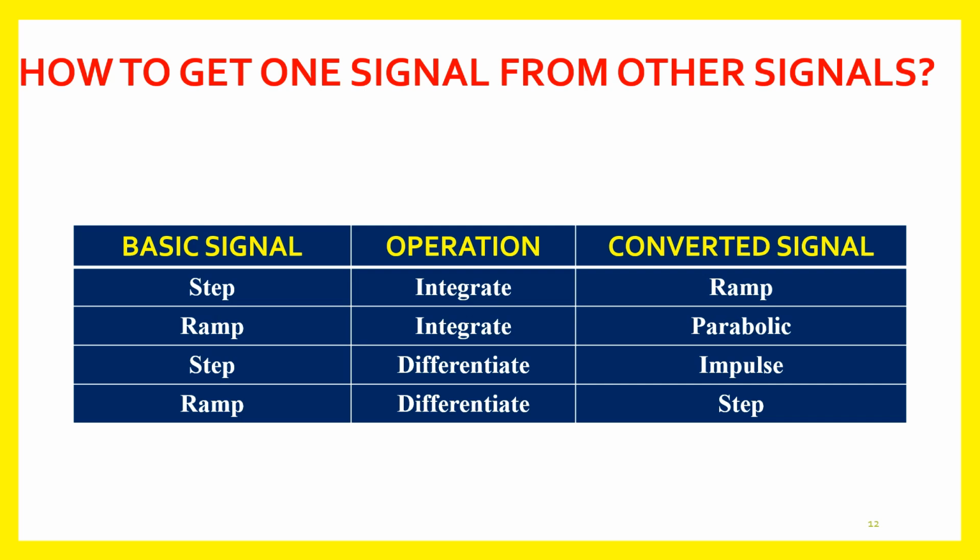The next is how we can get one signal from other signals. For example, if you have a step signal and you are given an op-amp made integrator or differentiator, what mathematical operation will you perform to convert it to a ramp? For a step signal, if you perform integration, it will be converted to a ramp. Similarly, for a ramp signal, if you perform integration, it will go to the parabolic. So they are all higher order signals, so we need to perform integration.